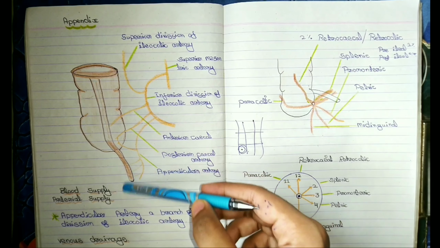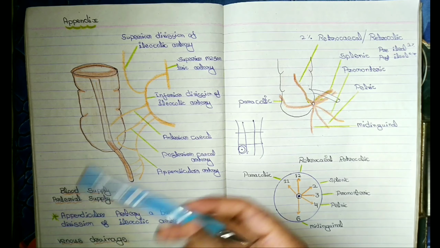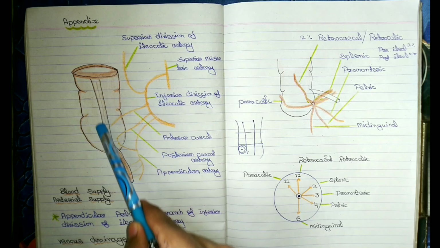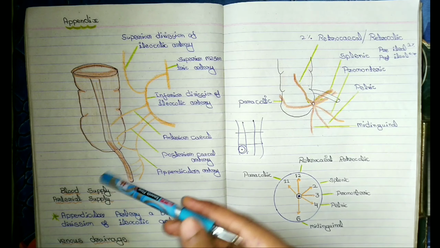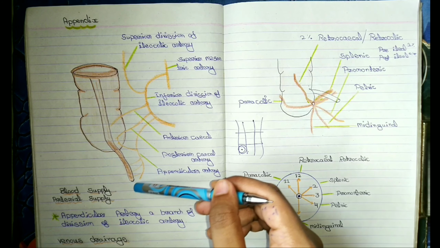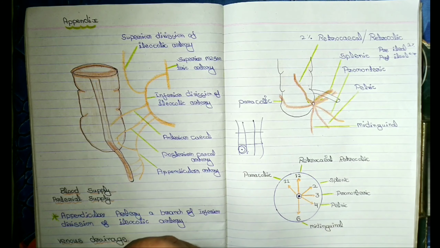Parts of the appendix: base, body and tip. The base is attached on the posterior medial wall where all the taeniae coli converge, and the body is between the base and tip. The tip is the least vascular part of the appendix and it is a blind end.